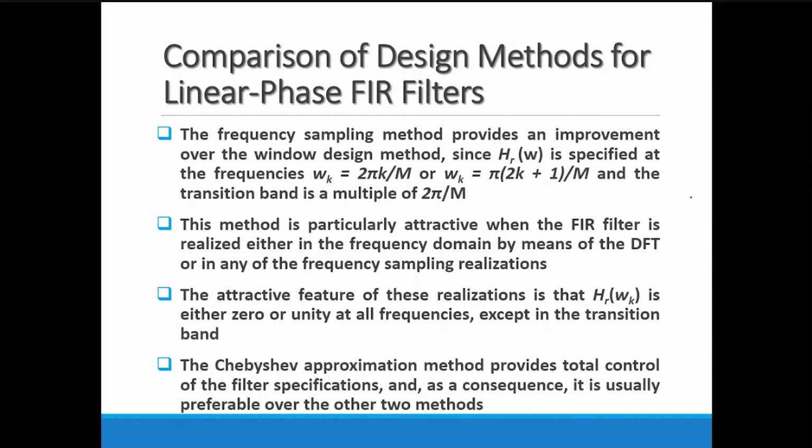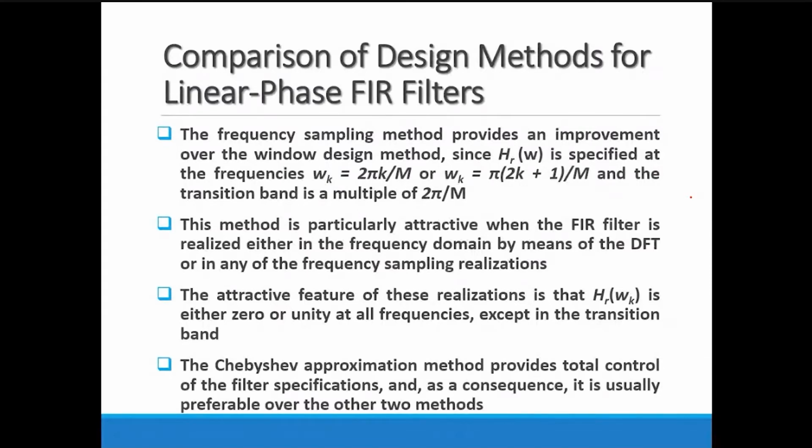So the attractive feature of this realization is that the real part, H_R(omega_k), is either 0 or unity at all frequencies except in the transition band. So whatever your transition band, only in this transition band you are getting the non-zero values. For the remaining, you are getting either 0 or unity frequency terms.